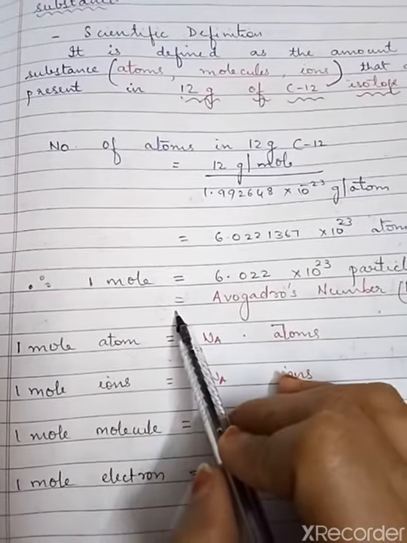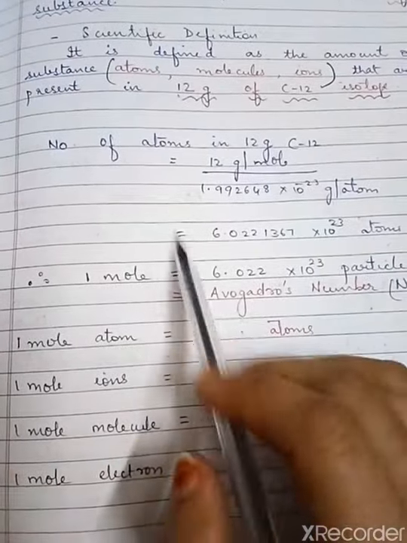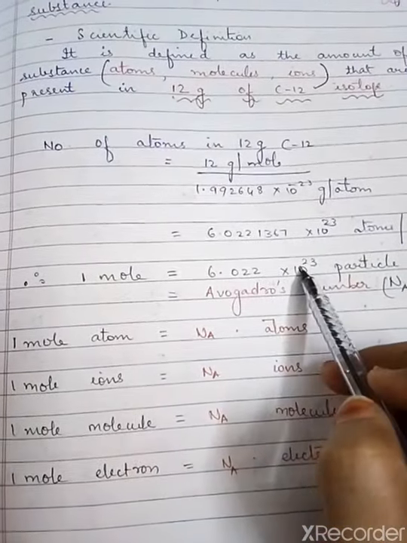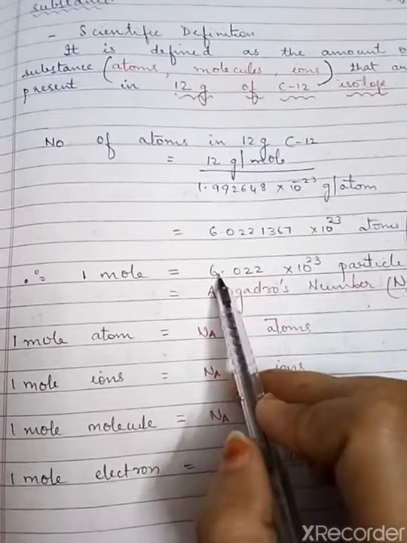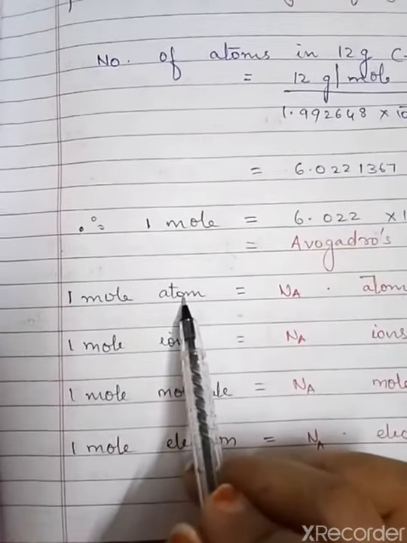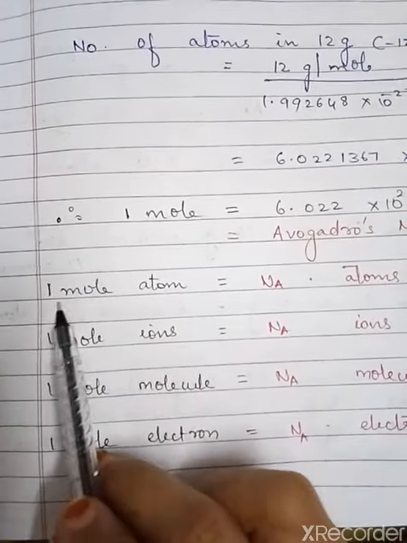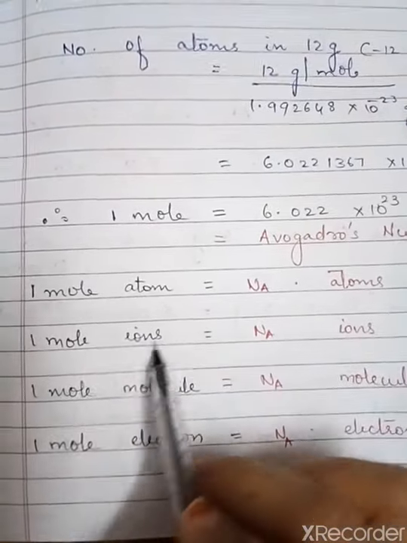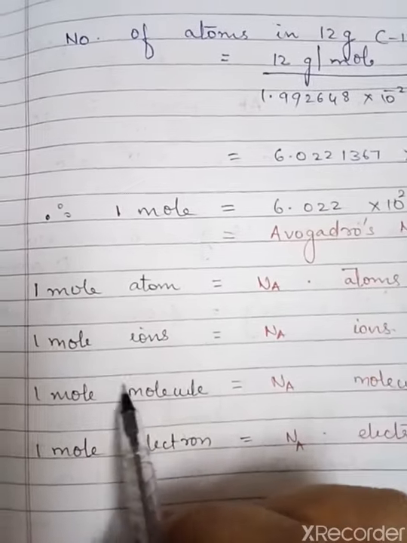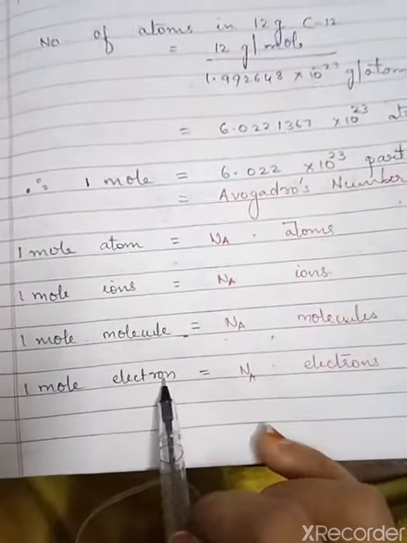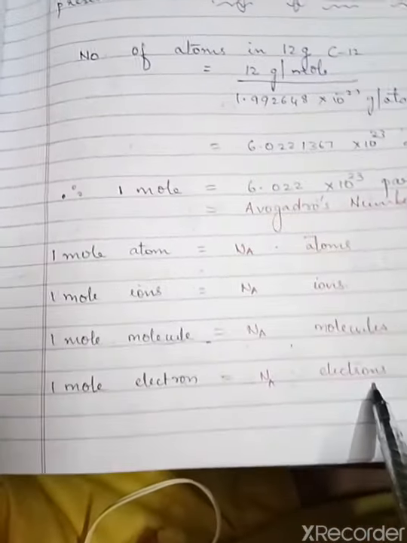So 1 mole is defined as the amount of substance present in 12 gram of carbon 12, and how many particles does 1 mole have? 12 gram of carbon 12 has 6.022 × 10^23, which is called the Avogadro number. So if I talk about 1 mole of atoms, 1 mole of atoms has the Avogadro number of atoms. 1 mole of ions will have the Avogadro number of ions. 1 mole of molecules will have the Avogadro number of molecules. Similarly, 1 mole of electrons means the Avogadro number of electrons.